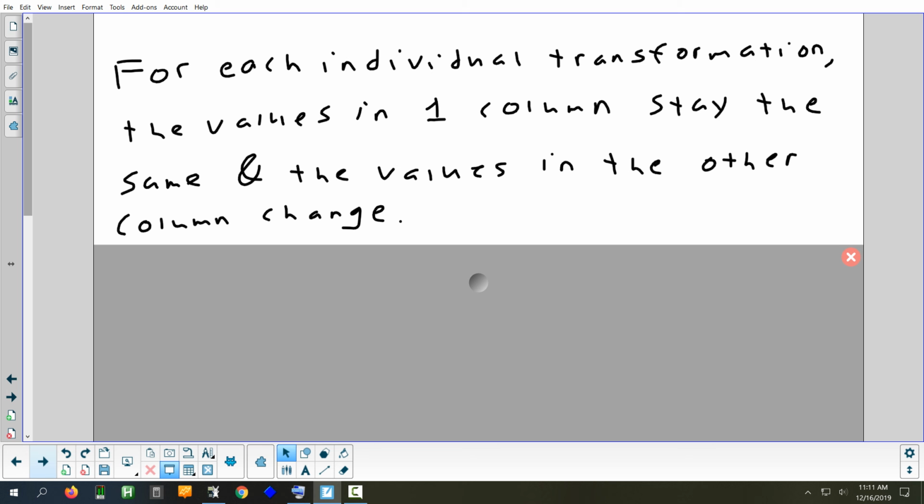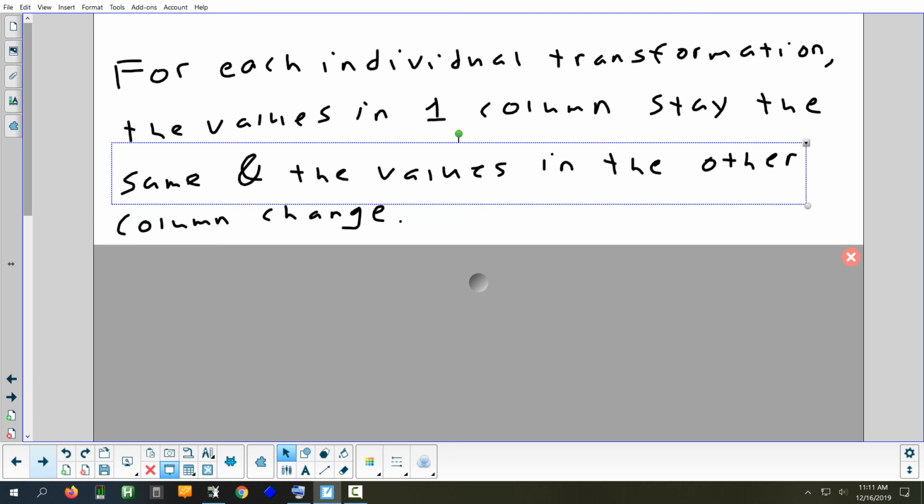Now on Wednesday, we're going to get into multi-transformations. So I might give you one where you shift left and up. Now everything's changing. If you shift left, there's your x values changing. If you shift up, there's your y values changing. So you'll change both at the same time. But for today and tomorrow, one column will change, one column will stay the same in those tables I just gave you.